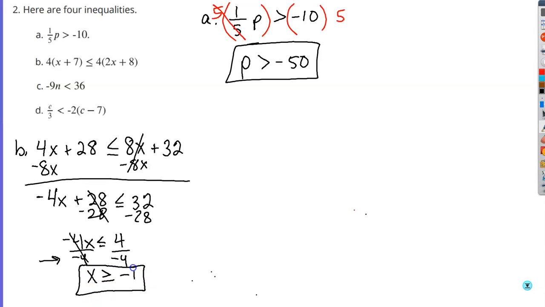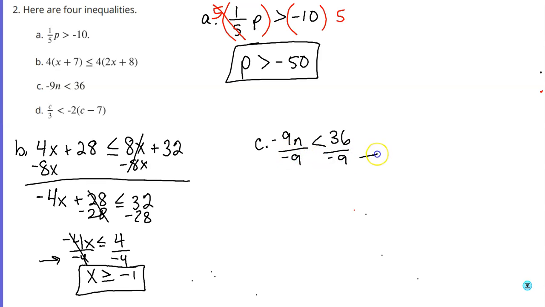So we get x has to be greater than or equal to negative 1. All right, let's look at C. C is negative 9n is less than 36. This one is easy to solve. I only have to do one step. What do I have to do to get n by itself?